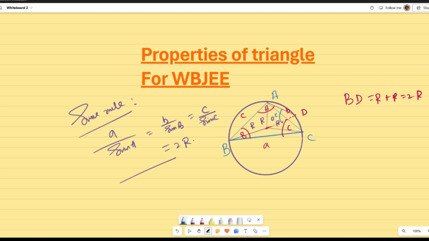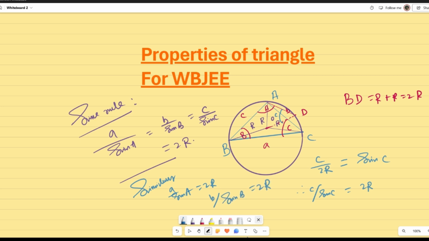So in this diagram, c by 2R is equal to what? sin theta, I mean sin C. Therefore, c by sin C is 2R. Similarly, we can prove that a by sin A equal to 2R and b by sin B is also 2R.